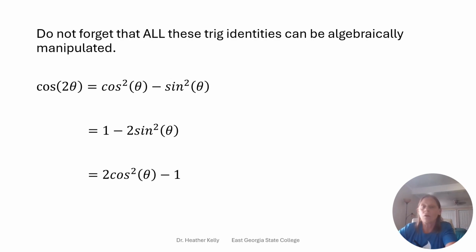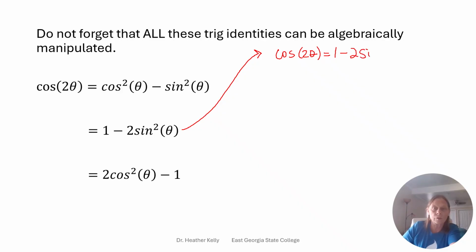Now, I want you to not forget that all of the trig identities that I presented to you thus far in this class can be algebraically manipulated, but I wanted to point out this one in particular, because it's probably one of the most powerful and most used. Sine 2 theta doesn't have a whole lot of interest. You can't do a whole lot with sine 2 theta, but check out what we can do here. If we take this iteration, which is cosine of 2 theta is equal to 1 minus 2 sine squared theta, and we solve for sine squared theta, then we get sine squared theta is equal to 1 minus cosine 2 theta, over 2.